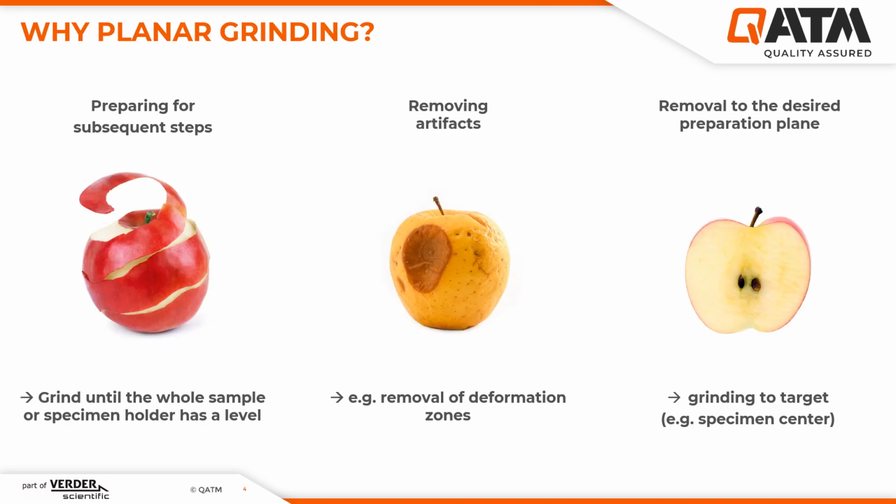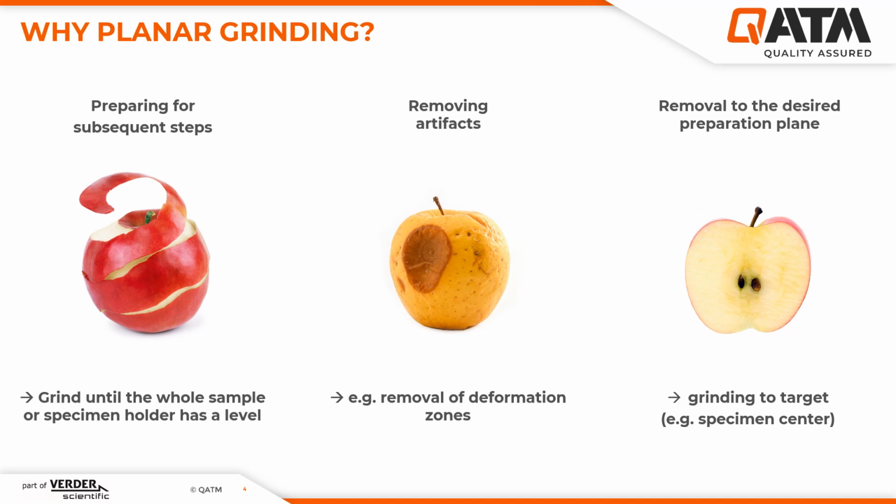Let's start with the first point. Why is plane grinding done? In the run-up to Christmas, I had the idea to illustrate this with an apple. On the left, you can see the first default application. The apple is often peeled and then processed in the kitchen. I also often want to grind my metallographic sample flat to prepare it for the next preparation steps. This can be plane grinding a single sample or a sample holder at one level in order to be able to achieve good results in the subsequent grinding and polishing steps.